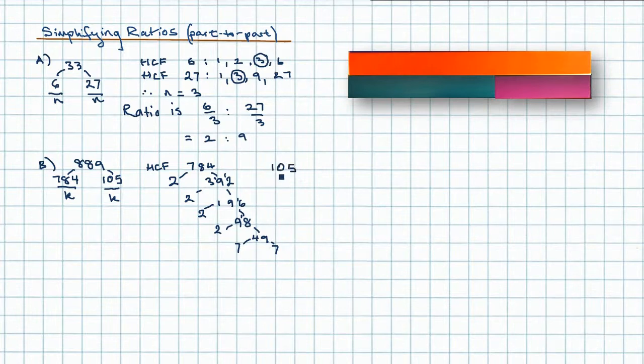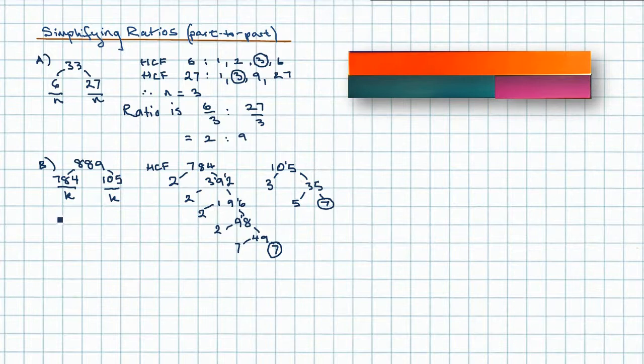105 is a lot easier. 2, no. 3, yes. So 3 into 10 is 3 with 1 remainder, 3 into 15 is 5. Here 3 won't go into this, 2 won't go into this, but 5 will. So we've got 5, and 5 into 35 is 7. So our highest common factor, our only common factor in fact, is 7. Just circle those. So the HCF of 784 and 105 is 7.